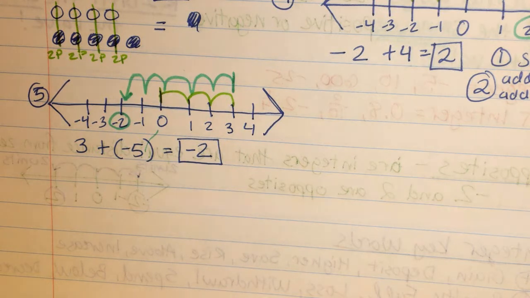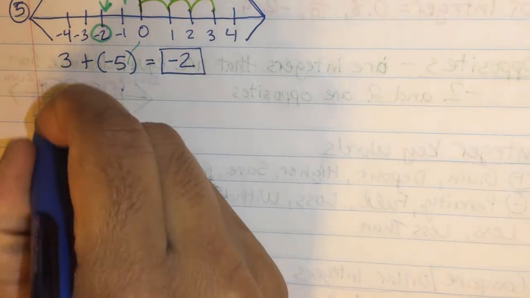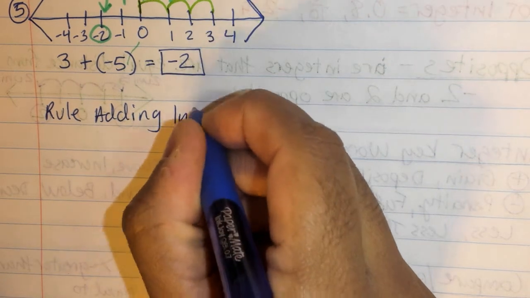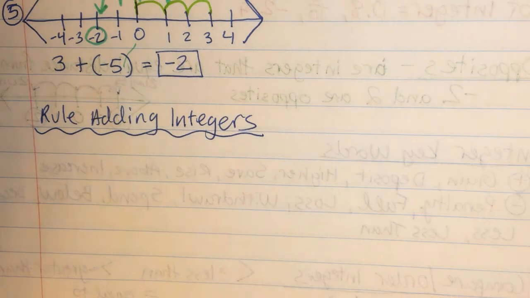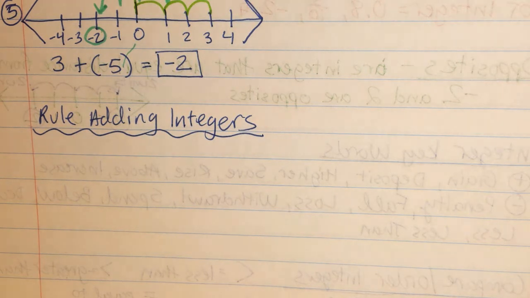Okay. All right, so let's look at our rule. I'm going to show you the rule for adding integers, and this works for all adding integers. It's not like it works for some and not others. So here is our rule for adding integers. There are 2 situations when we're adding integers. Remember, integers are all positive and negative whole numbers, so they're not just negative numbers.